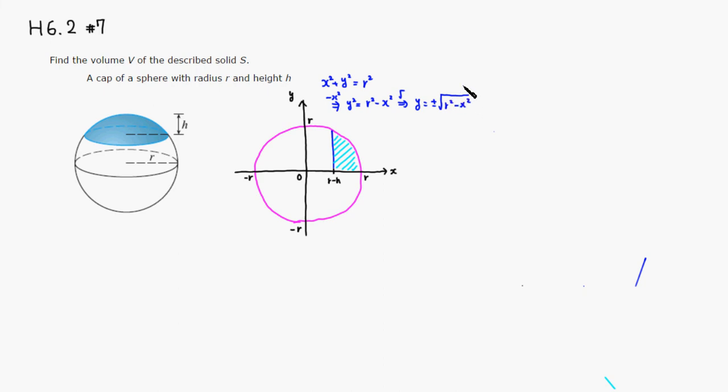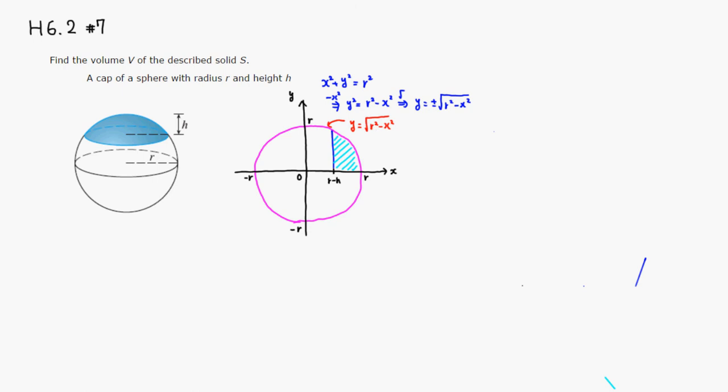In this case, we're talking about the top semicircle. So the top one, this curve right here, is y equals the positive square root of r squared minus x squared. So I'm going to use the disk method.